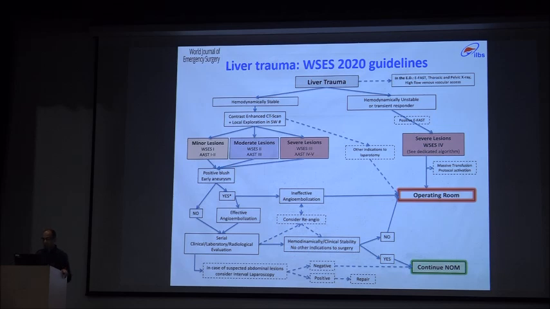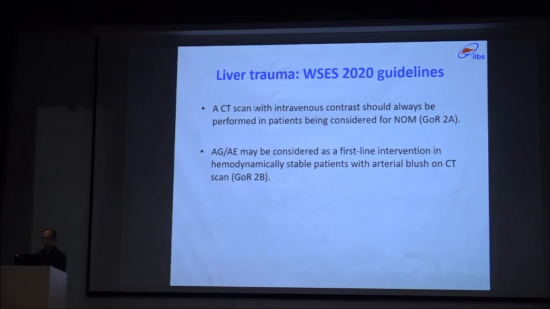According to this guideline, patients of liver trauma are classified into 4 categories, and usually 3 categories are stable patients, and these 3 categories of patients improve well with the help of angio embolization, and the 4th category usually improves with surgery. The guideline recommends that a CT scan with IV contrast should always be performed in patients where we consider non-operative management, and if active extravasation is seen on CT, we should do angio embolization in this hemodynamically stable patient.